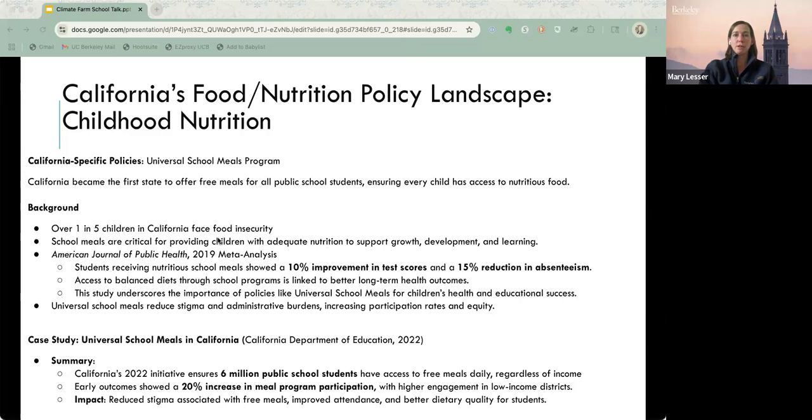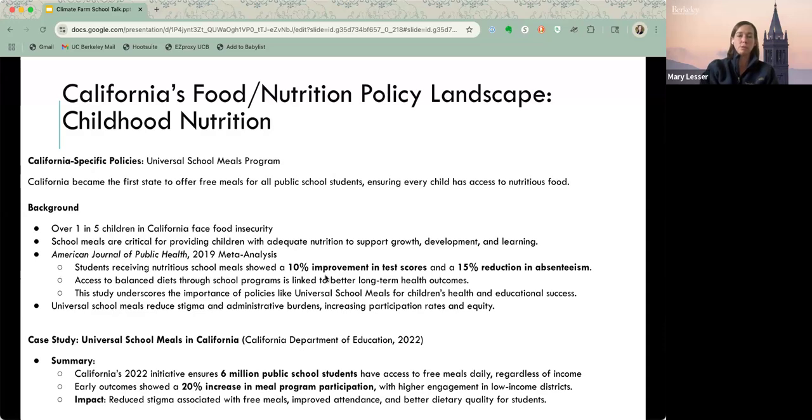So why was this a big deal? Well, in California alone, over 1 in 5 children face food insecurity. So of that quarter of the California population identified as food insecure, many are children as well. That wasn't just adults. School meals are critical for providing children with adequate nutrition to support growth, development, and learning. If you are someone who is food insecure and access to food regularly at home is not stable, going to school every day and getting at least two meals a day of nutritionally adequate food is huge.